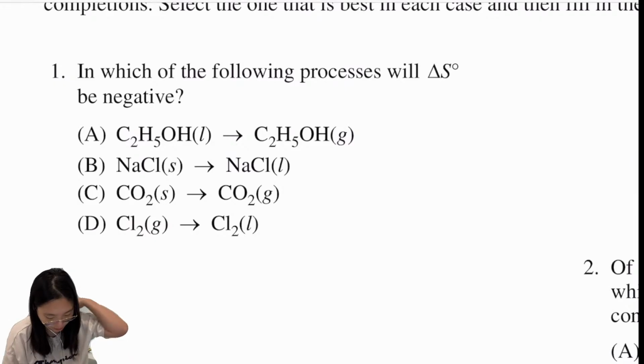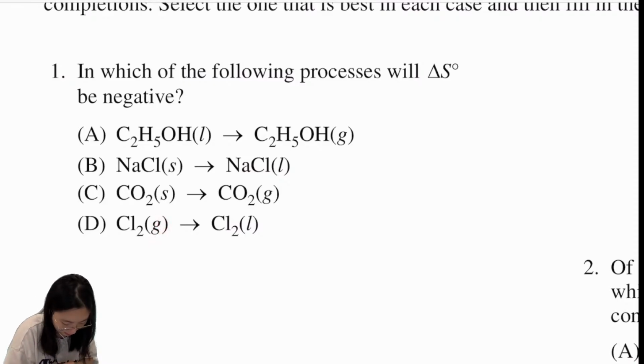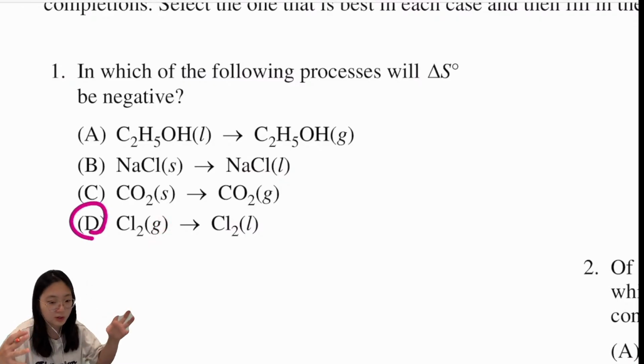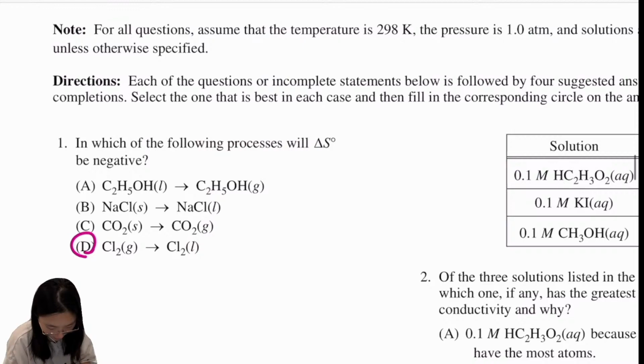Question 1: in which of the following processes will delta S be negative? We literally just talked about the entropy change, and I said the number of gas molecules really matters. D, perfect, because it's going from gas to liquid. The particles are getting closer to each other and more ordered, so the entropy is decreasing. So delta S is negative. Perfect.